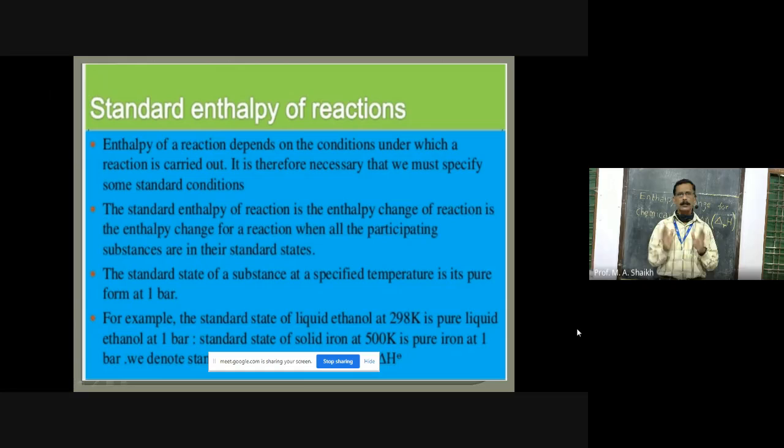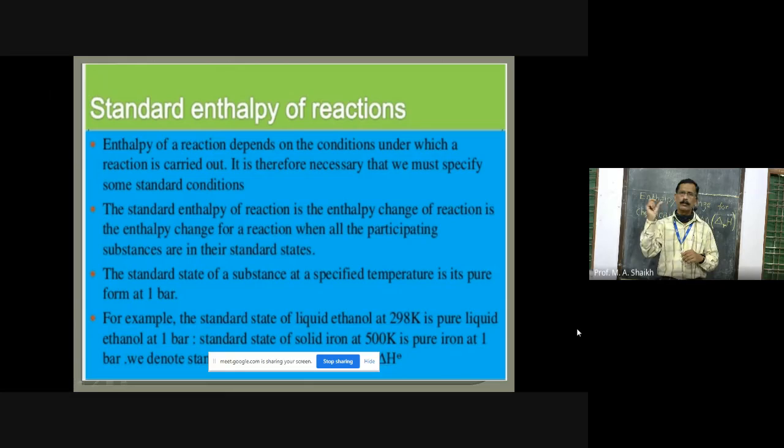Delta HR means enthalpy of reaction. And suppose you want to represent standard enthalpy of reaction. Then what do you have to write? Delta HR 0, and that 0 will come on the head of H to the right hand side. Once again, listen. Enthalpy of reaction, you have to show symbolically as delta HR. Is that clear? Now, how to represent standard enthalpy of reaction? Delta HR 0, and that 0 comes on the head of H to the right hand side.